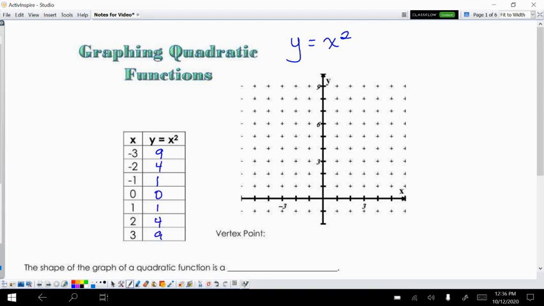So as we go to plot those points: negative 3, 9; negative 2, 4; negative 1, 1; 0, 0; 1, 1; 2, 4; 3, 9. You'll notice that the points sort of repeat on either side, and we should connect them with a smooth curve.